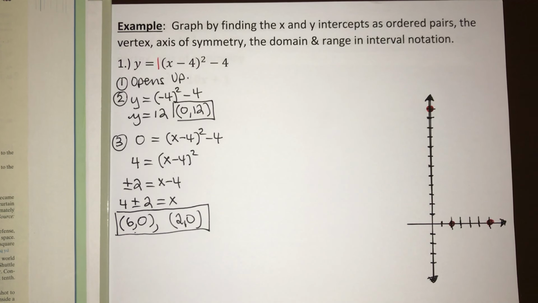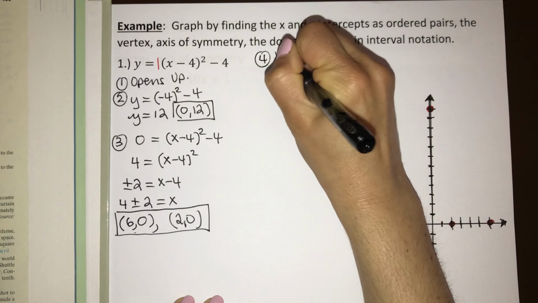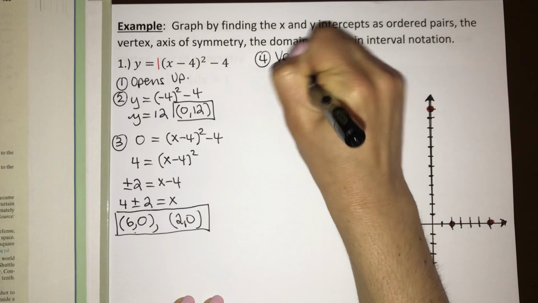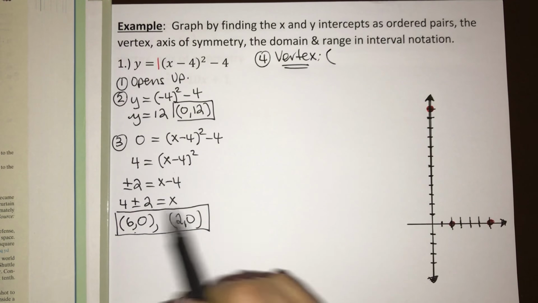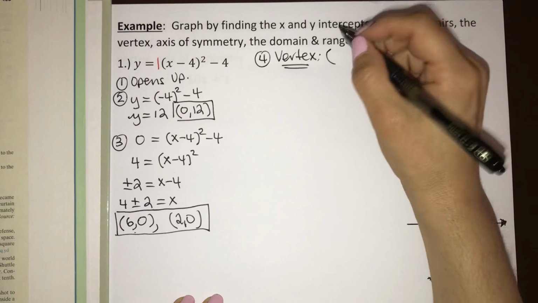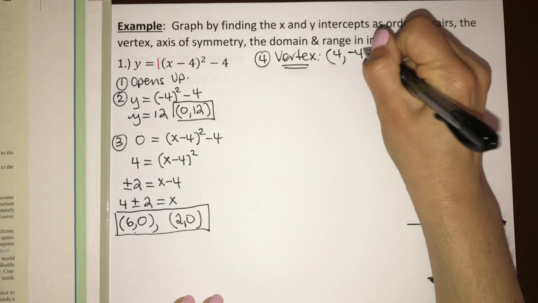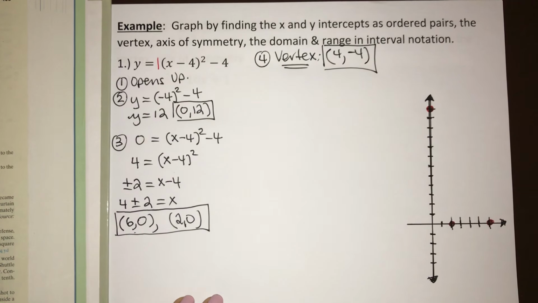Remember, for the vertex, we just look at this equation and we can figure out the vertex. So the last step here is the vertex. It's an ordered pair. The x-coordinate is the opposite sign here, so it's going to be 4. The y-coordinate is the same sign, -4. We're going to graph that. Okay, so I have my points. I can graph the parabola.